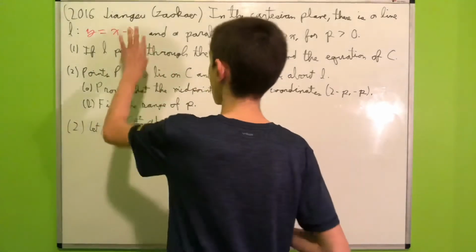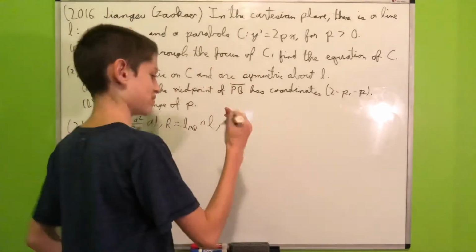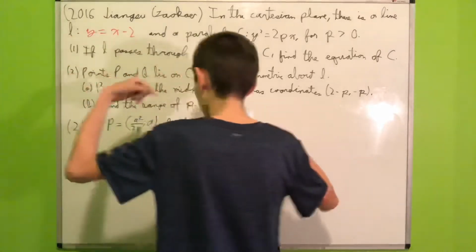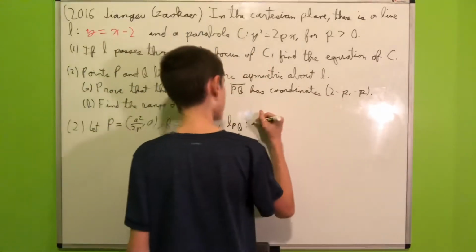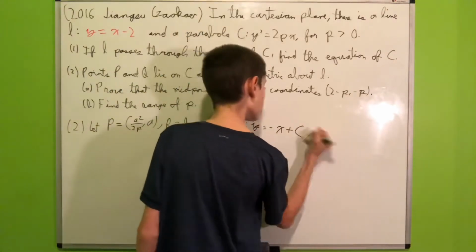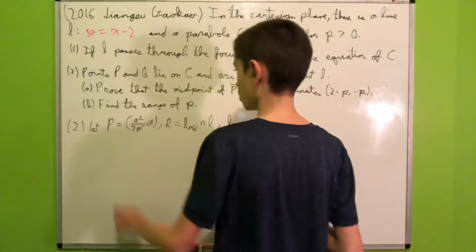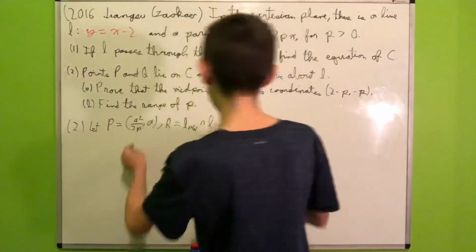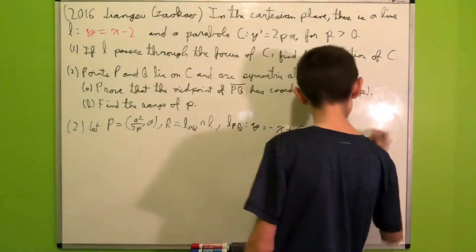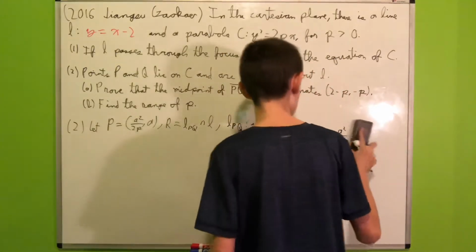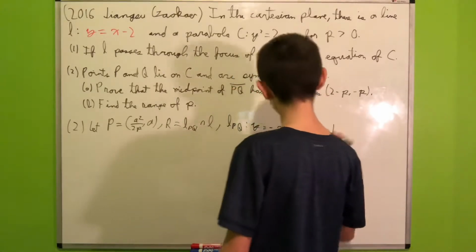And from this we get that the slope of L is 1, meaning the slope of PQ will be negative 1. So we have y equals negative x plus some constant c. But we have to figure out what our c is. For that, we can plug the coordinates of P into our equation to get a equals negative a squared over 2p plus c. If we solve for c, we get that the equation is y equals negative x plus a squared over 2p plus a.